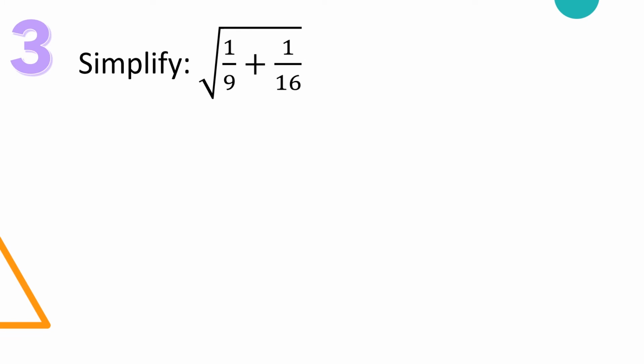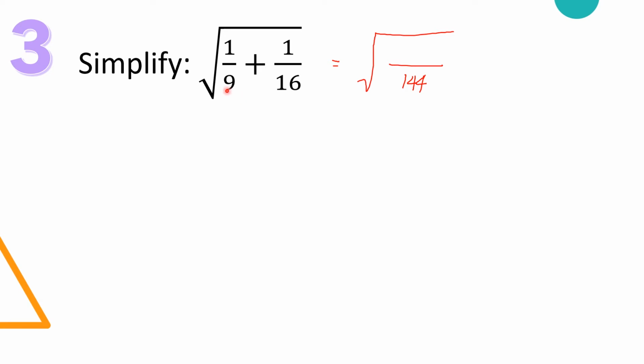Number 3. Simplify square root of 1/9 plus 1 over 16. We can start by adding the fractions inside the radical symbol. Our LCD is 9 times 16, that is 144.